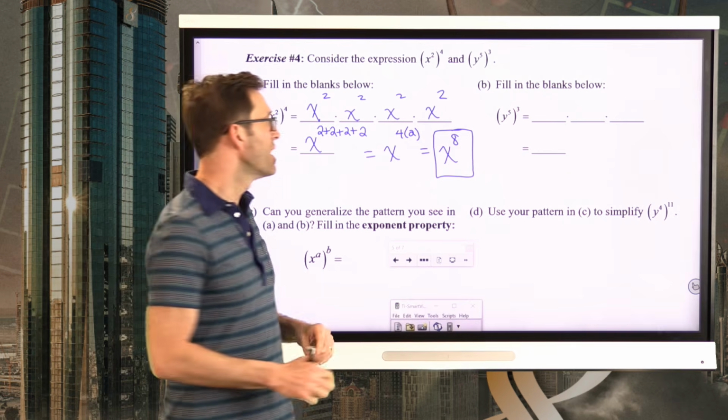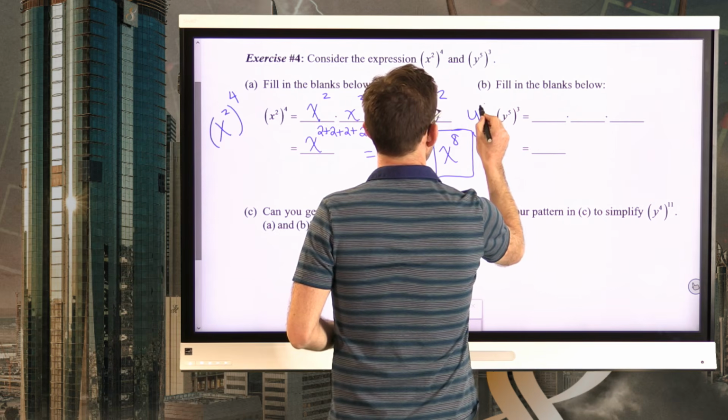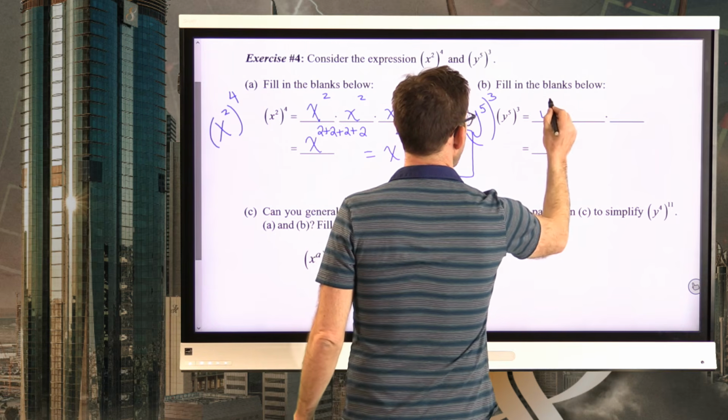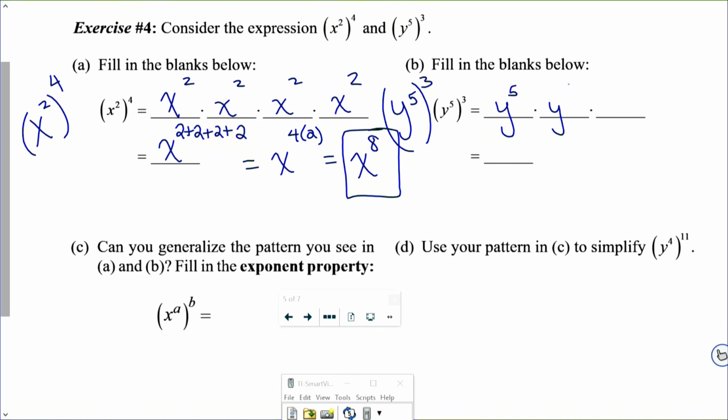All right. Again, let me write this a little bit bigger. We have y to the fifth being raised to the third, so that must be y to the fifth times y to the fifth times y to the fifth. But now our exponent addition property kicks in, so that's y to the fifth plus 5 plus 5, or y to the 3 times 5, which must be y to the 15th.